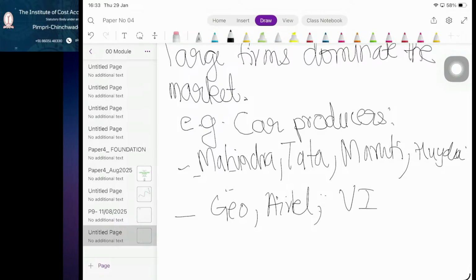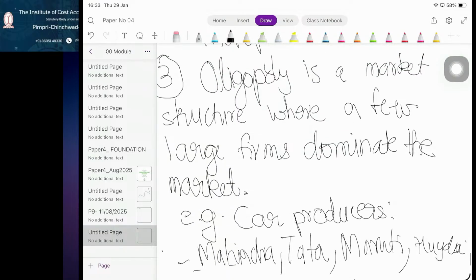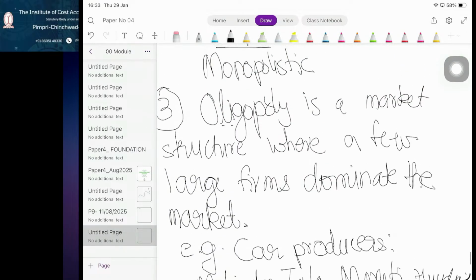BSNL. So you have only 4 or 5 companies. They are dominating the entire market. So most of the industrial capital you will find is characterized by oligopoly kind of firms. They are like what you can call oligopolies.